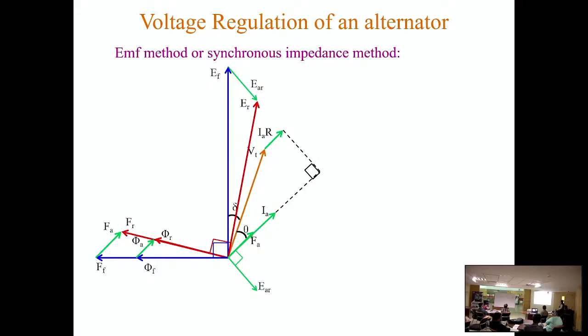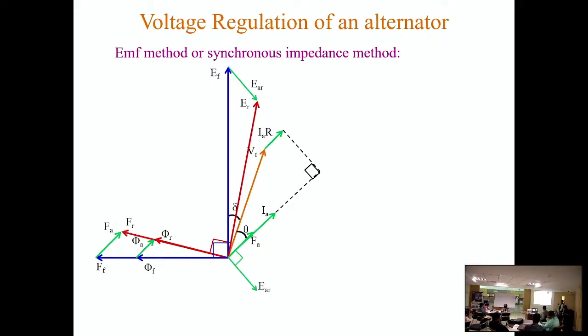So this induced EMF EF is produced by phi F, which is produced by FF. This induced EMF ER is produced by phi R, which is produced by FR, and this armature reaction voltage drop is produced by phi A, which is in phase with FA, that means it is produced by FA. So three EMFs and three MMFs: FF, EF, FA, EA, and FR, ER. We can replace all these EMFs by these MMFs and vice versa. We can replace these MMFs by these EMFs also.